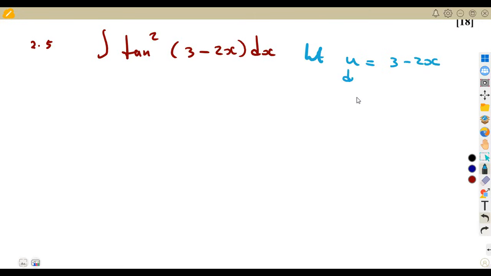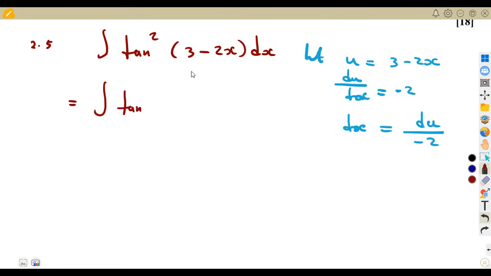Okay, so I want you to see what's going to happen. du dx in this case, if we differentiate 3, that's a 0. Minus 2x gives us minus 2. We make dx the subject. This is du over dx, so we make dx the subject. It was going to give us du over minus 2. So what it means is that we're going to substitute here. It was going to be the integral of tan squared, because we say this is our u, not tan, but the part of the bracket here. So it is going to be tan squared u in this case. This part is now u.